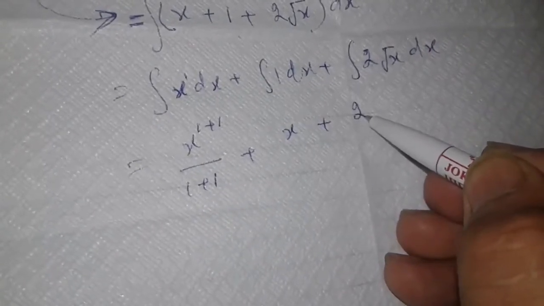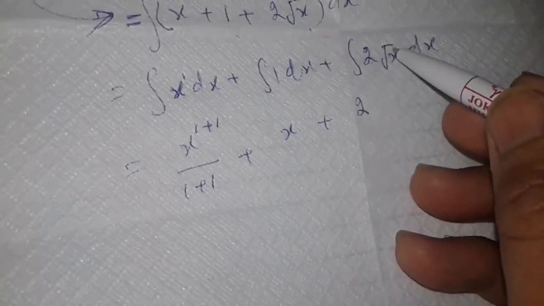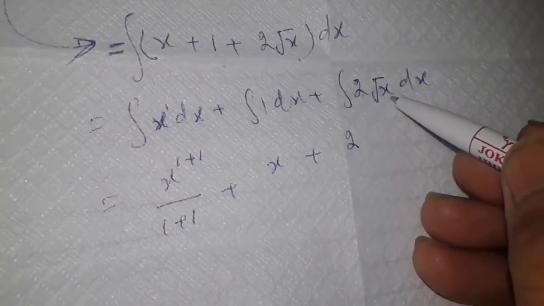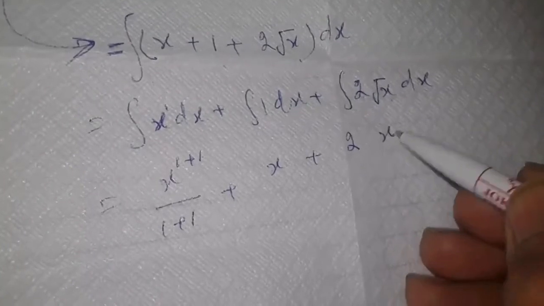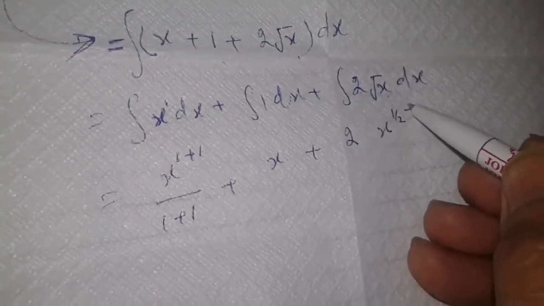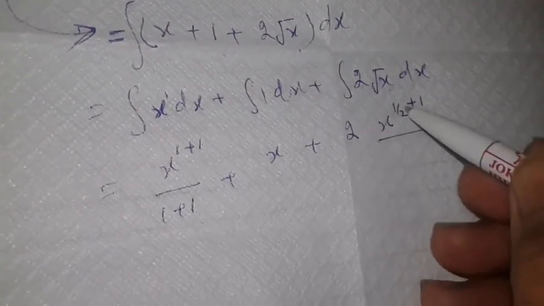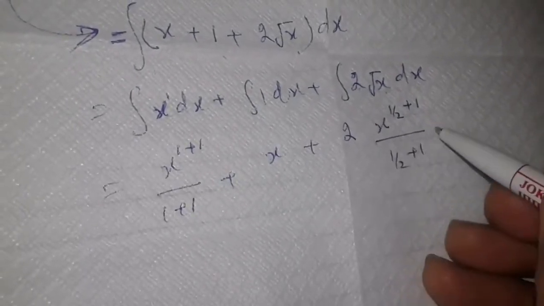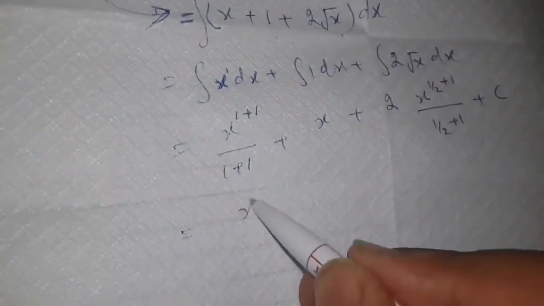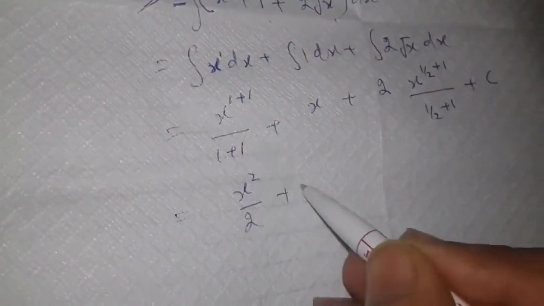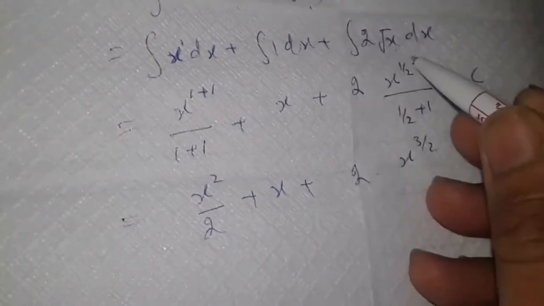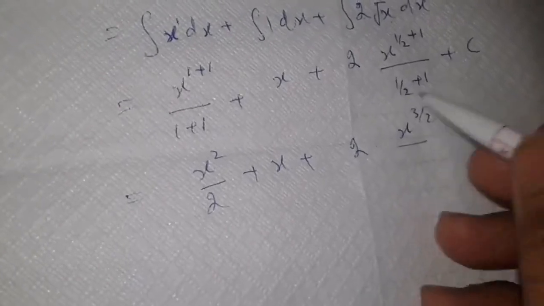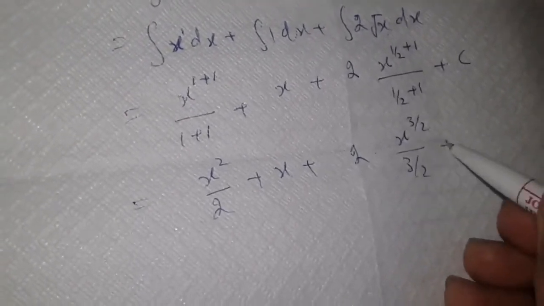2 is a constant, so we will take it out of the integration and we will integrate only under root x. The power of this function is 1 by 2 because of the square root, so 1 by 2 plus 1 increment, divided by the same new power 1 by 2 plus 1, plus constant of integration. By solving we get x square over 2 plus x plus 2 into x power 3 by 2, divided by 3 by 2, plus c.